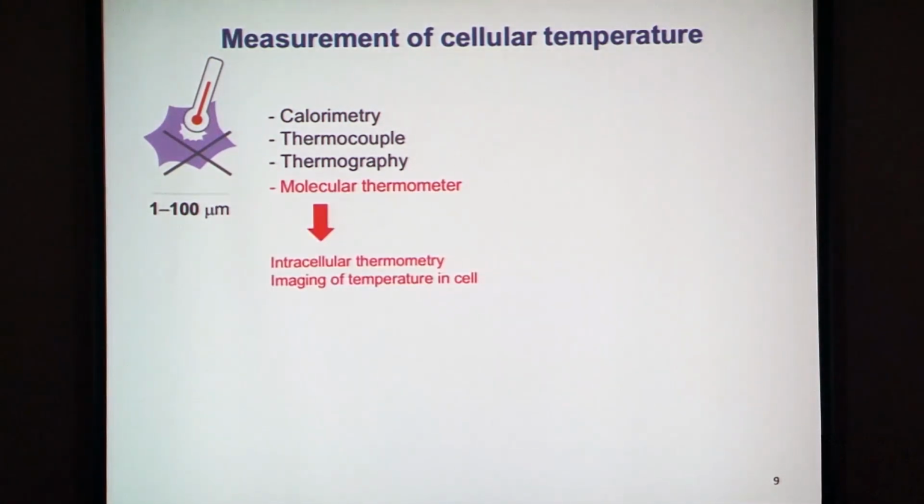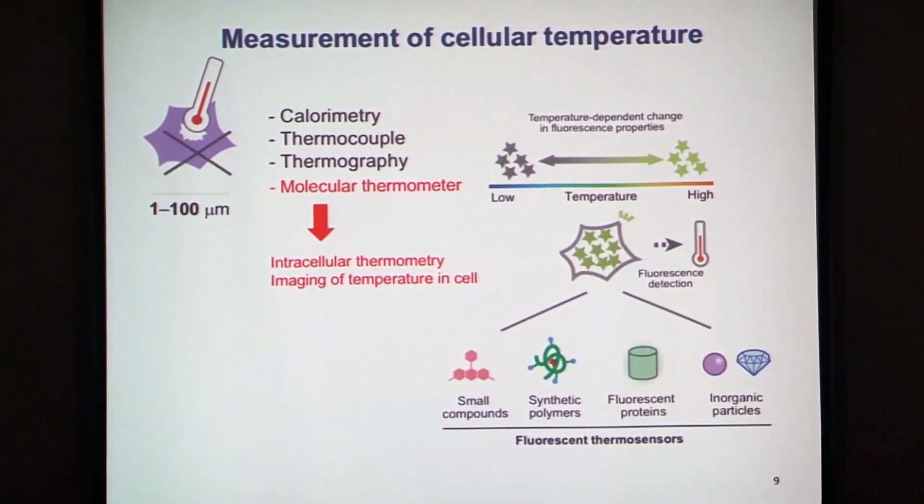On the other hand, a molecular thermometer, which can function at the molecular level, can allow us to measure the temperature even in a single cell. So this is the cartoon diagram of the fluorescence molecular thermometer. When the fluorescence property drastically changes according to the temperature, we can image this fluorescence, then we can determine the temperature.